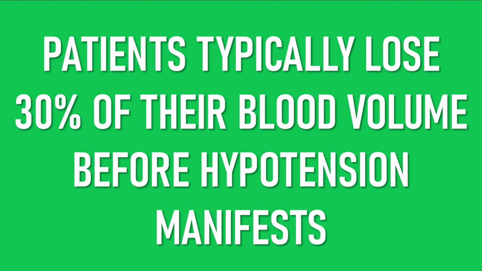The most important number to remember is that patients typically lose 30% of their blood volume before hypotension manifests. So if this young man arrives in the ED and his blood pressure is lower than, for example, 100 systolic, that means that he's lost more than 30% of his circulating volume. Multiple long bone fractures and a fractured pelvis means profound hypovolemic shock. There is a huge amount of bleeding that would have happened in that setting. So this patient needs to be resuscitated.